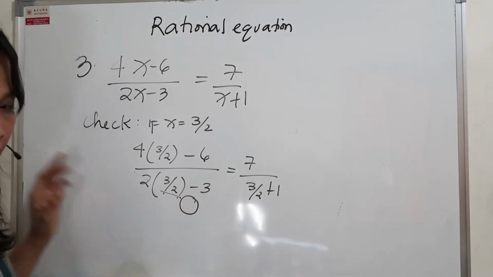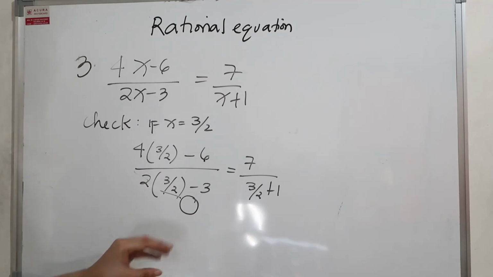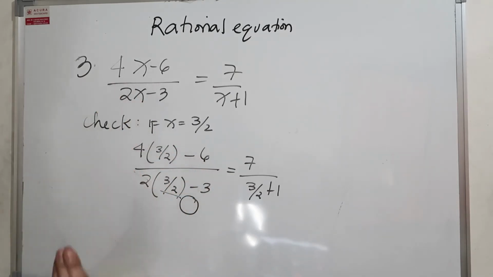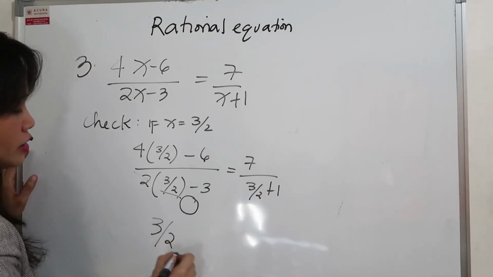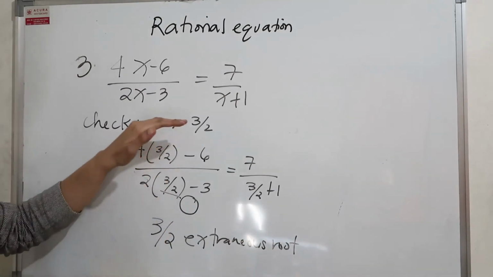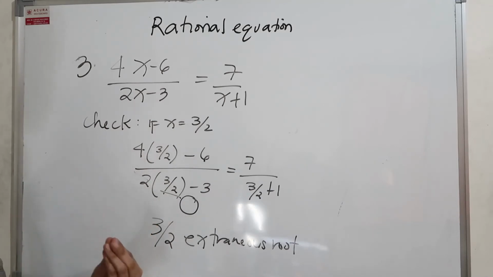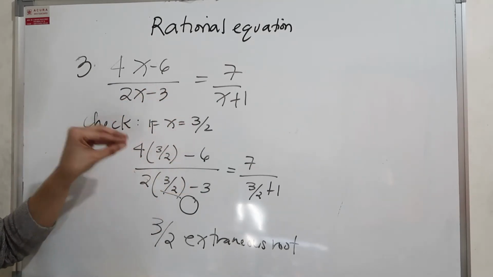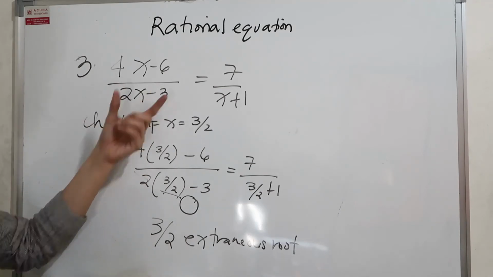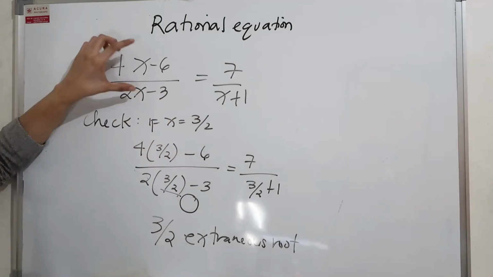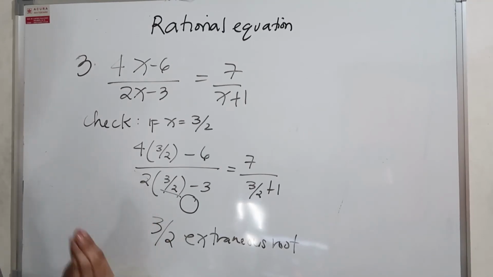Again, if we're talking about a rational equation, be sure that your denominator will not be equal to 0, because if it is, the equation will become undefined. So therefore, 3 halves is what we call an extraneous root. Meaning, although 3 halves is one of the values of x, after we substitute it, we find out that 3 halves cannot satisfy the given equation. That's why we call it an extraneous root, or extraneous solution.